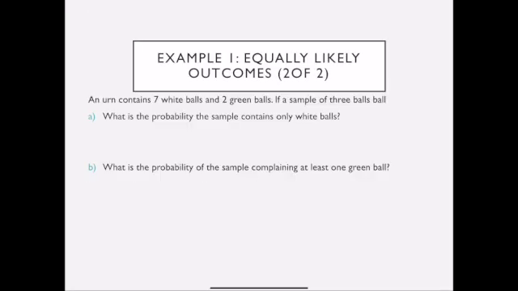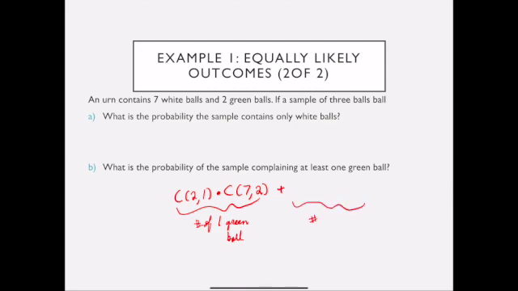Next, I want to know the probability of the sample containing at least 1 green ball. So for that, I need to know the number of samples containing at least 1 green ball. If I have just 1 green ball, that's going to be 2 choose 1. But then I have 2 balls left to choose, and that's going to come out of the 7 white balls. So this is just for the number of 1 green ball, and I have to add this to the number of 2 green balls.